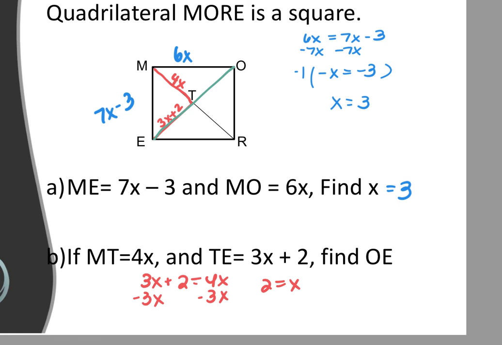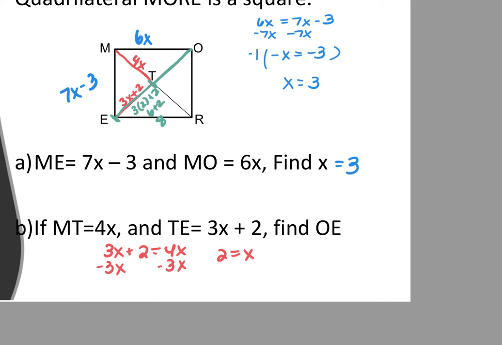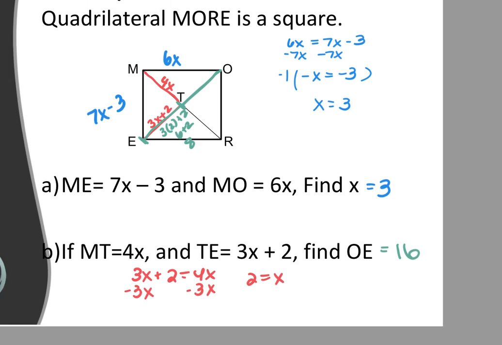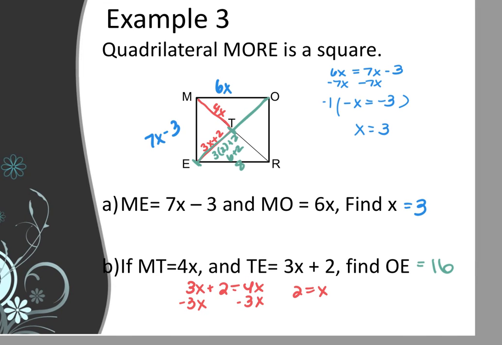OE. So I'm going to plug the 2 back in. I get 6 plus 2, which is 8. That's from E to T. So the whole thing would be double that, 8. Good. Yep.